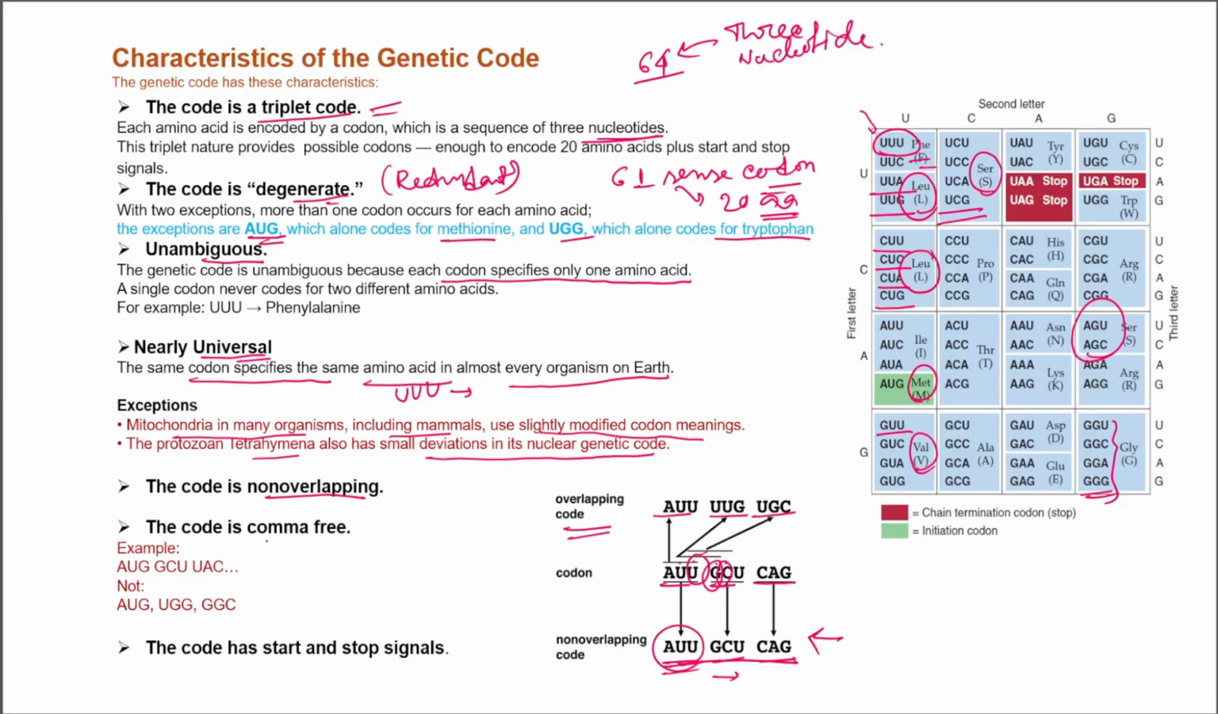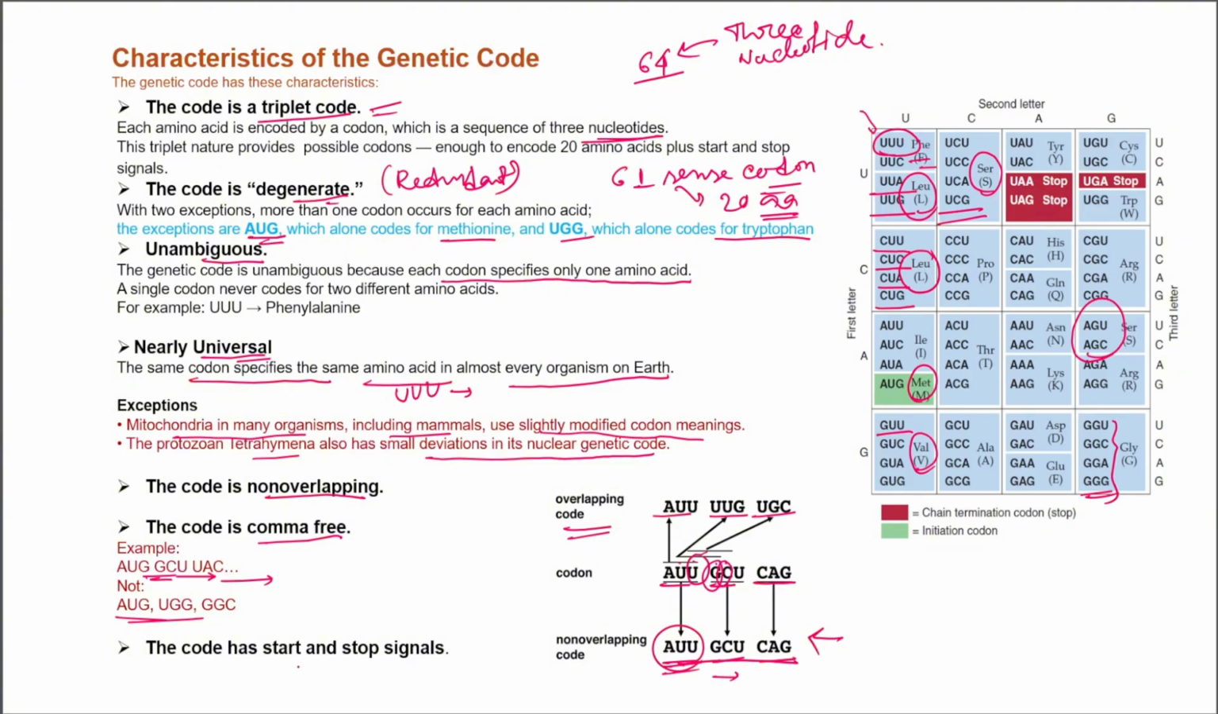Next is that the code is comma-free, or commaless. That means the mRNA is read continuously without gaps or punctuation between codons. Once translation begins, the ribosome moves codon by codon until it reaches a stop codon. The code is read continuously without gaps.